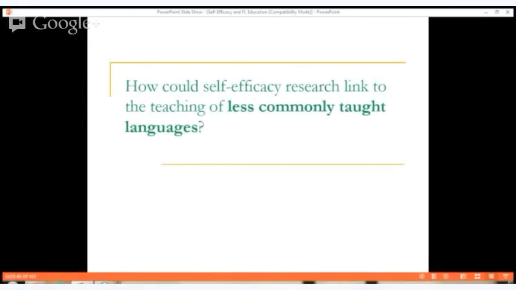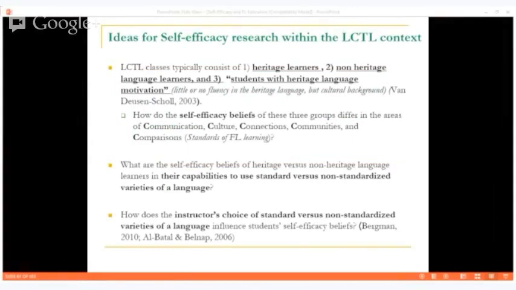Now, I just want to talk about how maybe this research could link to the teaching of less commonly taught languages. So what I did was I kind of looked at some of the research that's available that associated with less commonly taught languages and some of the questions that had come up.